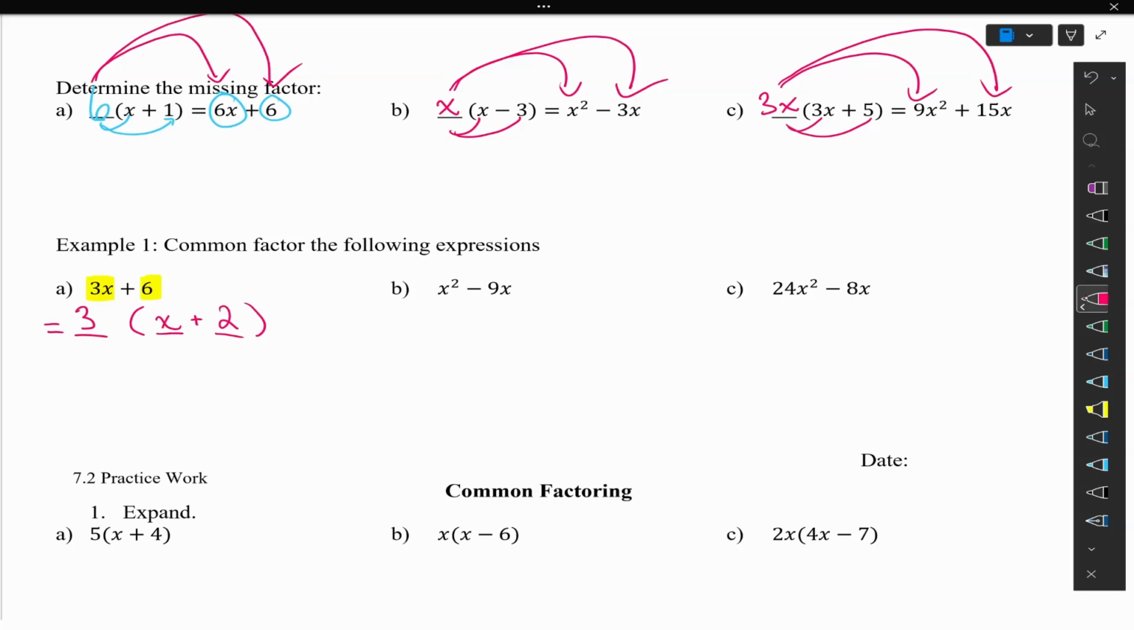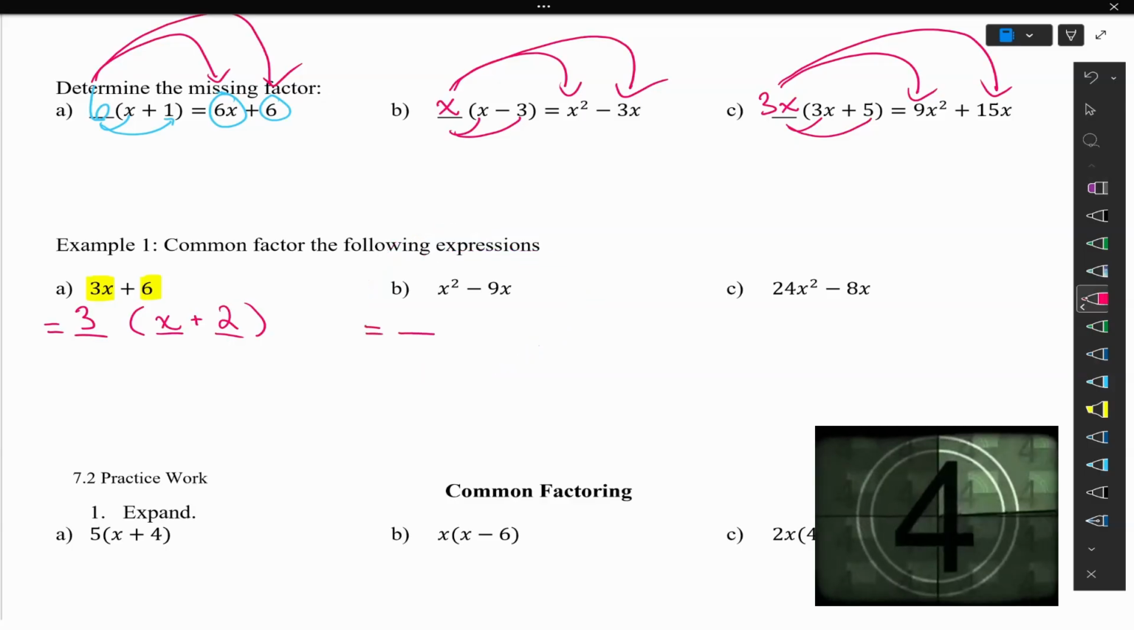I want you to consider example 1b. Try and find the factor that's common to both of these terms and come up with both factors in the same format. We'll end up with one factor times a set of brackets with two factors inside. Pause the video, see how you do.